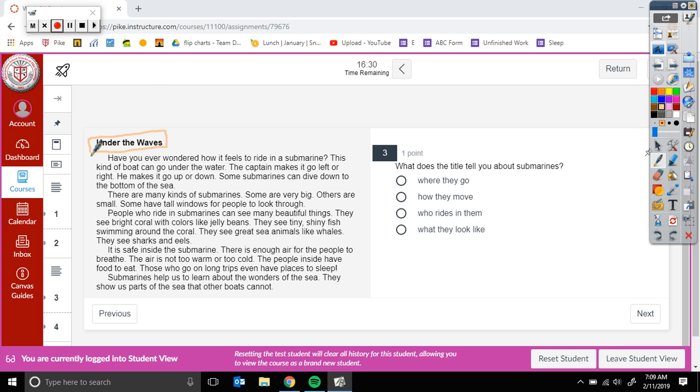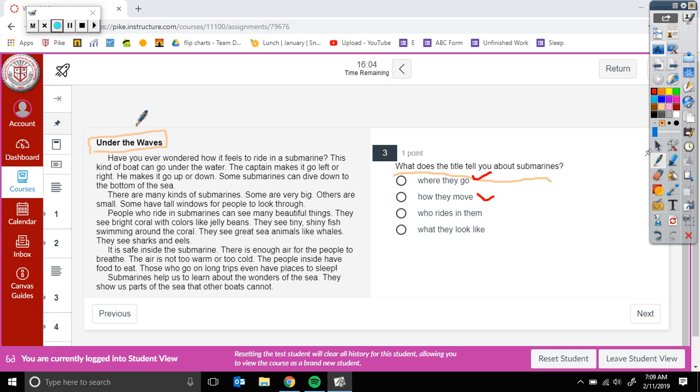Under the waves. So we're probably talking about something that goes with the waves. Okay. What does the title tell you about submarines? Well, where they go? Well, do they go under the waves? You tell me. How they move? Well, under the waves, maybe they move with the waves. I don't know. So maybe.